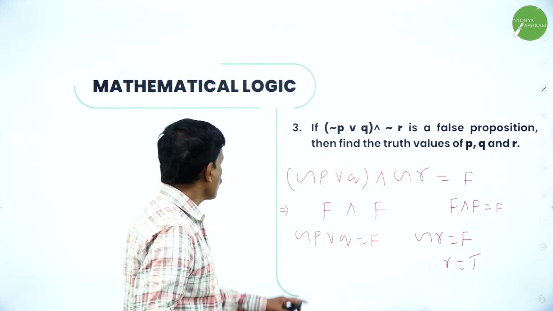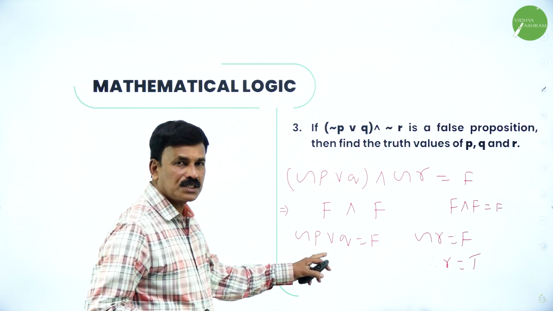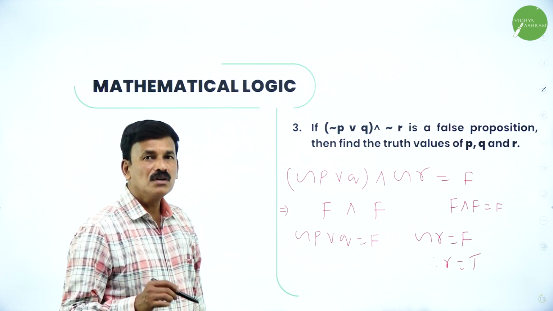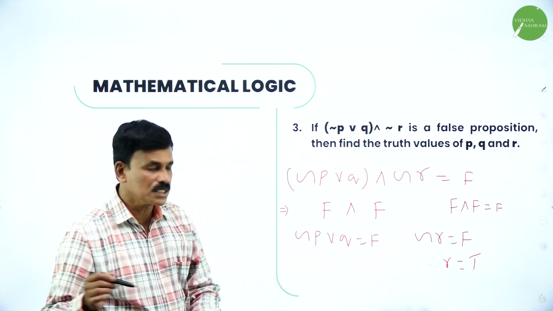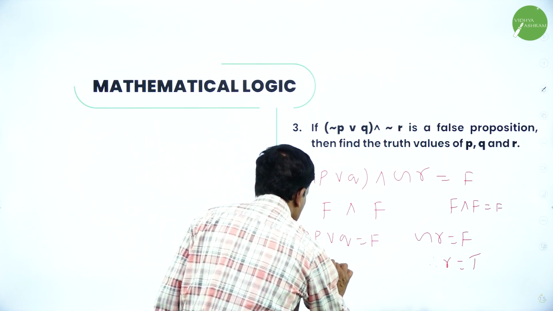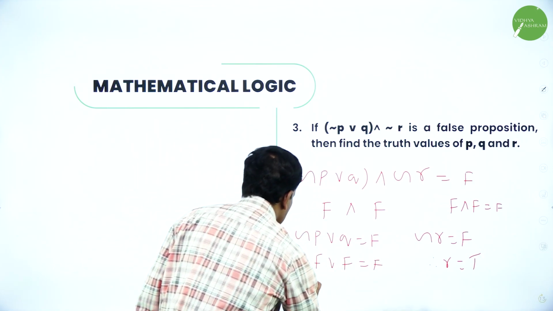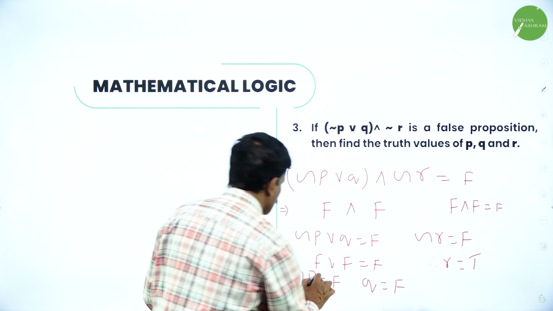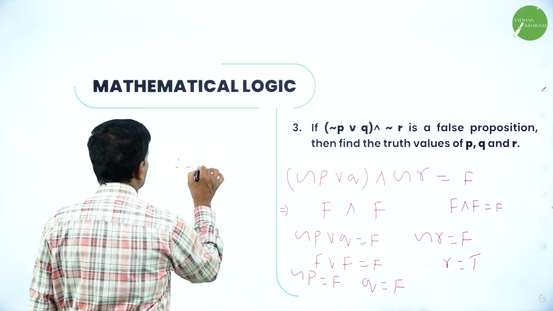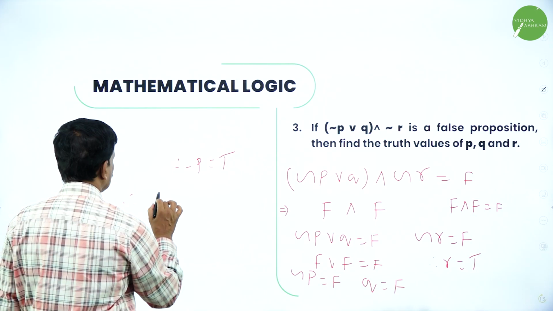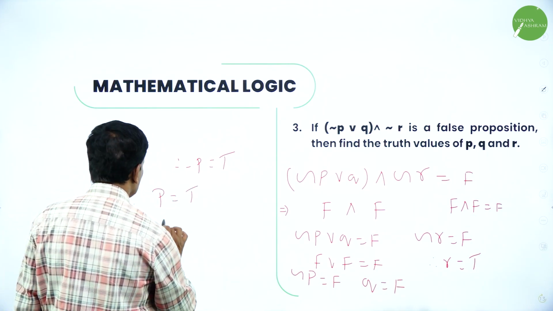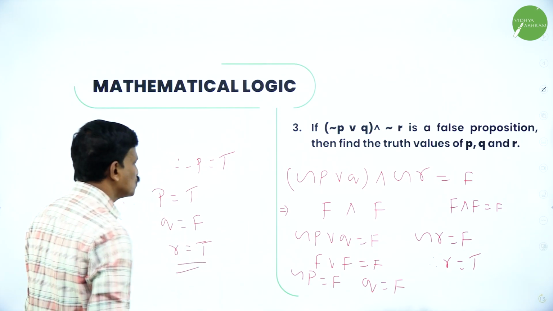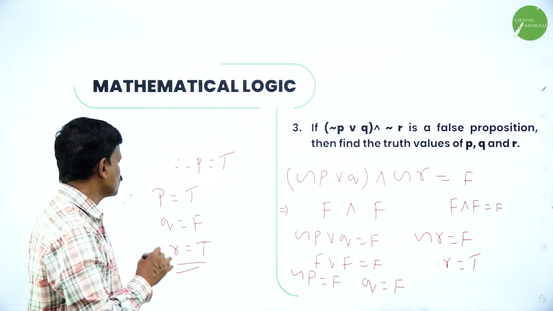Okay. Now further, negation of P disjunction Q is false means, in case of disjunction, false and false is false. In all other cases it is true. That means this is false and false is equal to false. That means negation of P is equal to F and Q is also equal to F. So negation of P is equal to F means therefore P is equal to true. So therefore the truth values are P is equal to T, Q is equal to F and R is equal to T. That's all. These are the truth values. So truth values of P, Q, R are true, false and true.